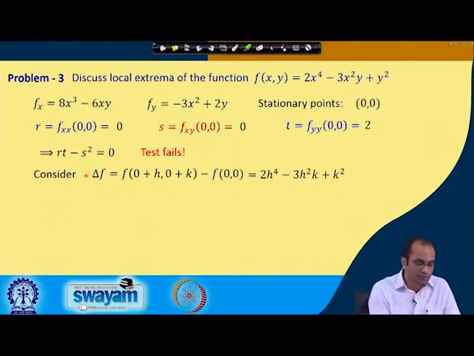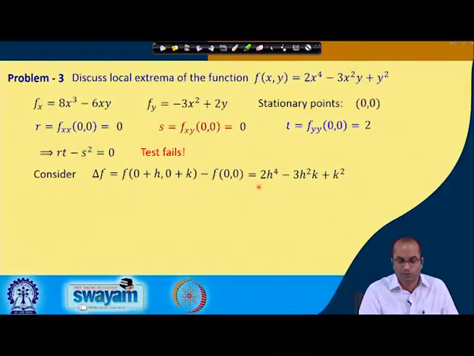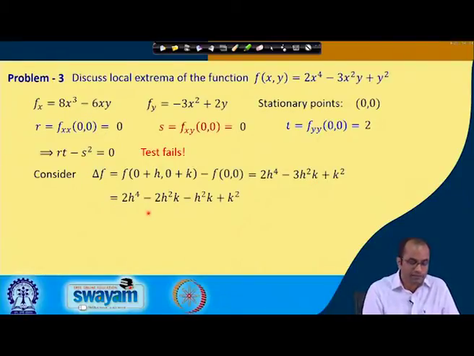We will compute delta f now, the value at a point in the neighborhood minus f(0, 0), which comes to exactly the function 2h^4 minus 3h^2 k plus k^2. In this case we will again do a little manipulation here.